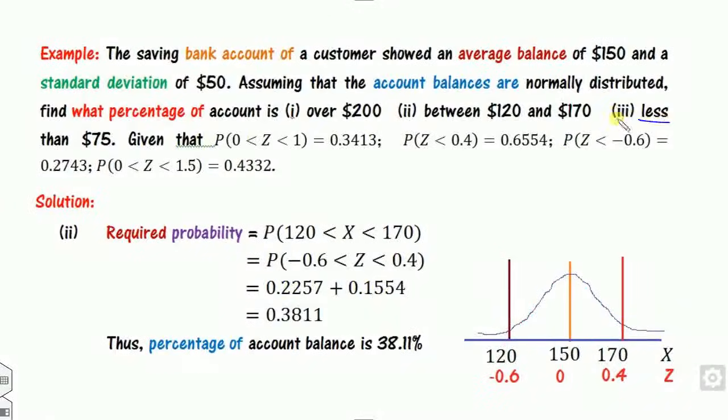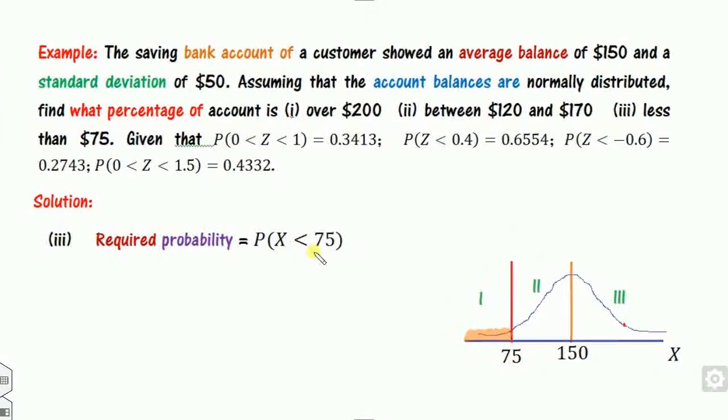Okay, so look at the third part: less than 75. This is the center value, and less than 75 here divides into 3 equal parts. So define z as (x minus 150) divided by 50. This is 0. What is the value of this? It is 75 minus 150 divided by 50. So what is that? This is 1.5.